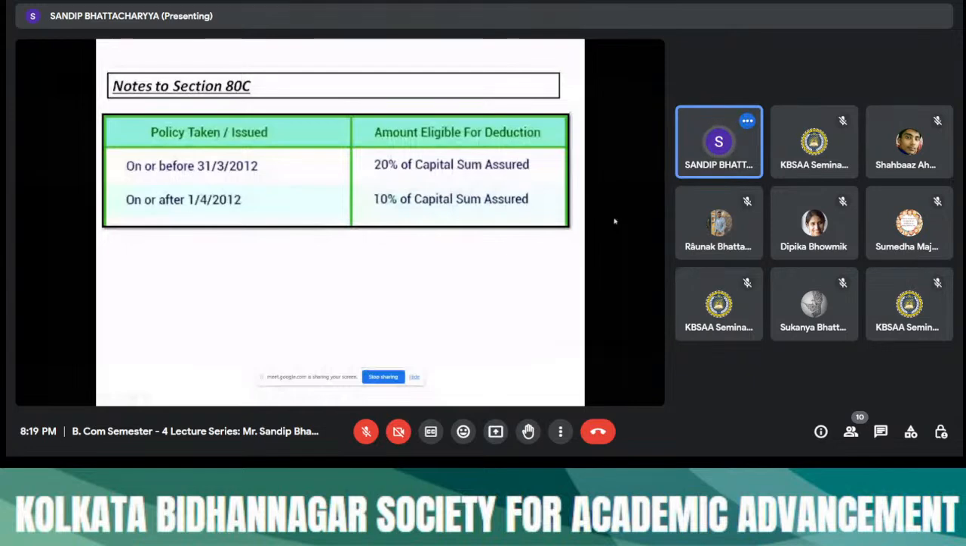If you have taken the policy after 31st of March 2012, that is 1/4/2012, then maximum 10% of the capital sum assured. So if I have taken it before 31st of March, maximum 20% will be eligible. After 1/4 onwards, 10% of the capital sum assured. So this is under section 80C.